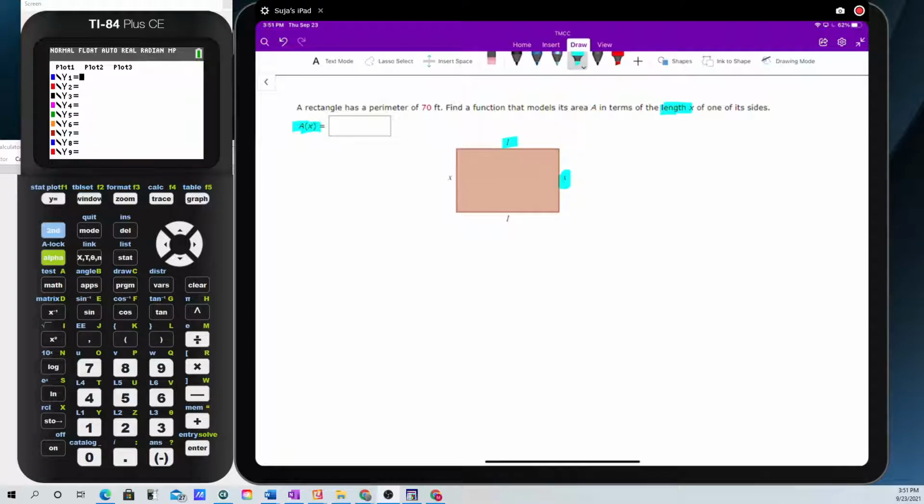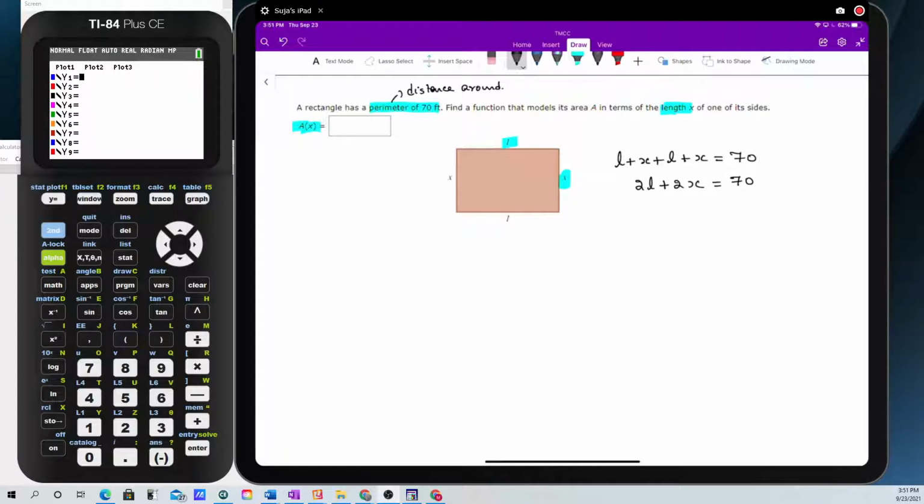It says the rectangle has a perimeter of 70 feet. So now, what is a perimeter? Perimeter means it is the distance around. So what is given as 70 here is L plus X plus L plus X. I can write this in another nice way: twice the length plus twice the width, or 2 times L plus 2 times X is 70.